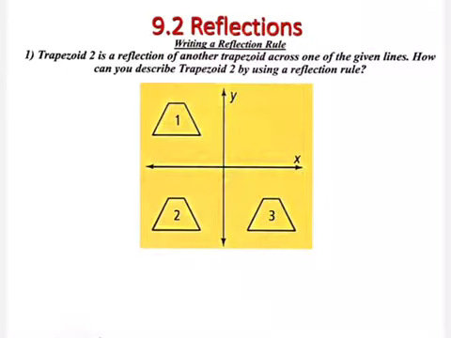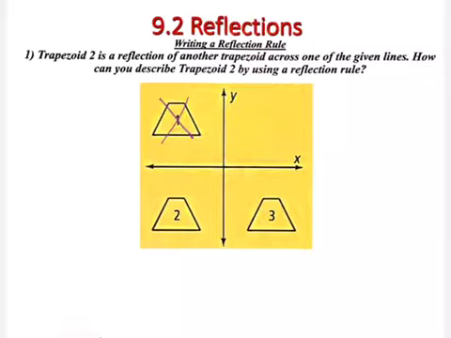Trapezoid 2 is a reflection of another trapezoid across one of the given lines. How can you describe trapezoid 2 by using a reflection rule? Well, one thing I know about reflections is the orientation has to be kind of reversed. So I know that 2 is not the result of trapezoid 1 because this is more of a slide than anything else.